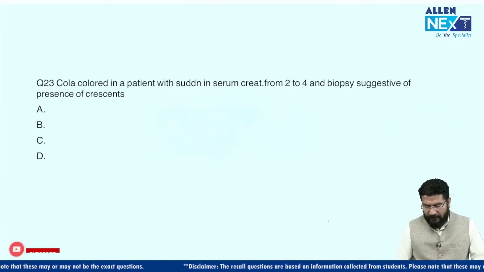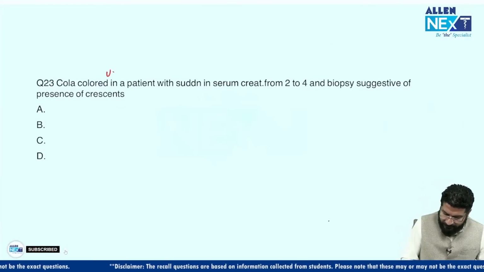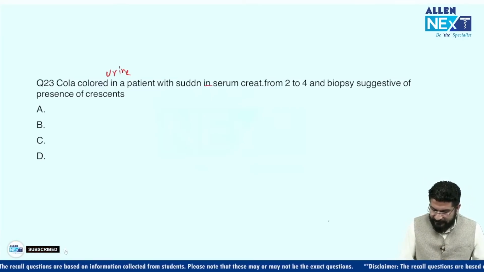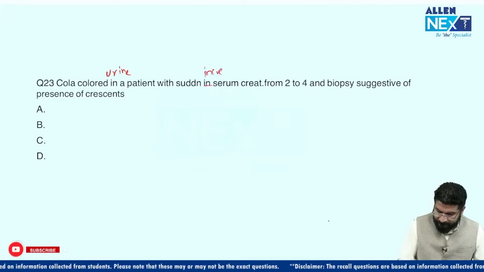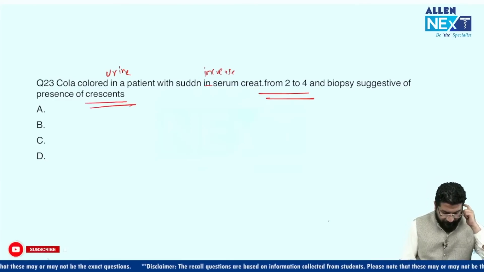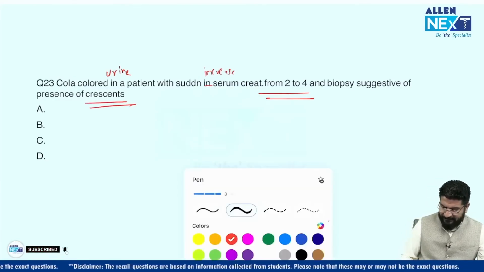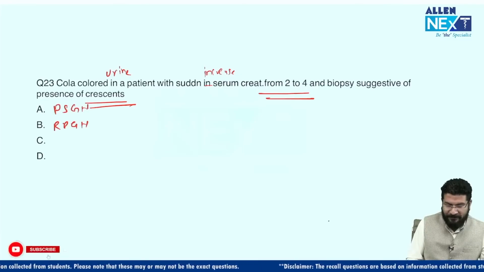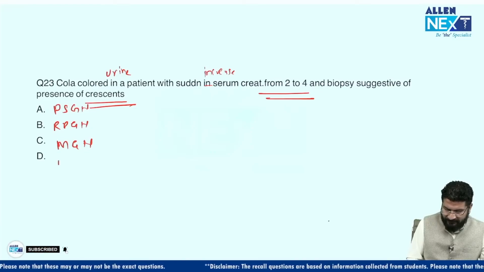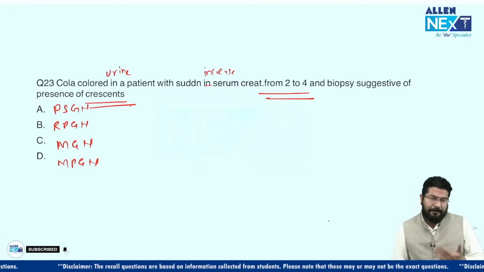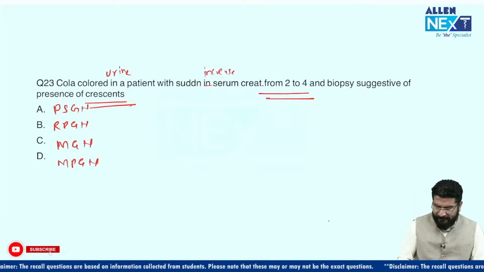Good question. You can see cola colored urine in a patient with sudden increase in serum creatinine from 2 to 4, and biopsy is suggestive of crescents. So what is the diagnosis? Many of you marked the answer PSGN. Understand these options were like this: PSGN, RPGN. I know these two options, but I'm guessing the other options can be MGN, MPGN. Even it was mentioned whether subepithelial humps were present or not. So understand this is a case of PSGN.